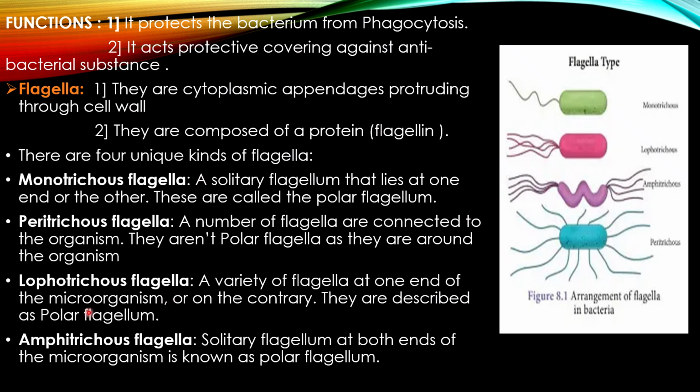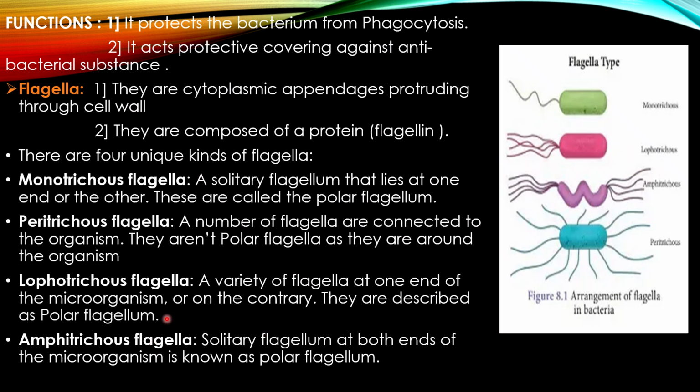And then lophotrichous flagella, a bunch of flagella at one end of the microorganism, which are described as polar flagellum. So here, this is amphitrichous and this is lophotrichous. In lophotrichous, as you can see here, a bunch of flagella is present at one end, so hence they are also called polar flagellum. When they are present at an end, you call it polar. When they are present at only one end but as a bunch, you call it lophotrichous.